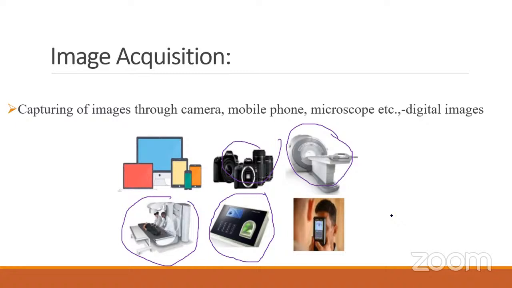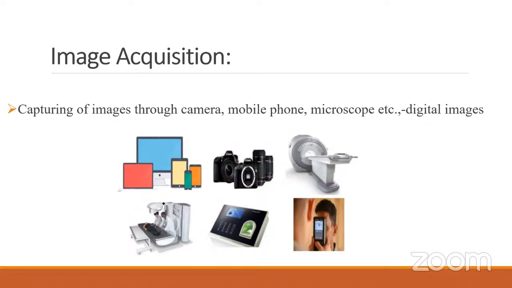Once we take an image, we convert it into a digital image, then we go for further processing. Especially in medical, these are the medical devices for taking images: ultrasound images, microscopic images, and so on. Like that we have various imaging modalities. By using those, we can acquire the image, and based on that, we can go for further analysis of the image.